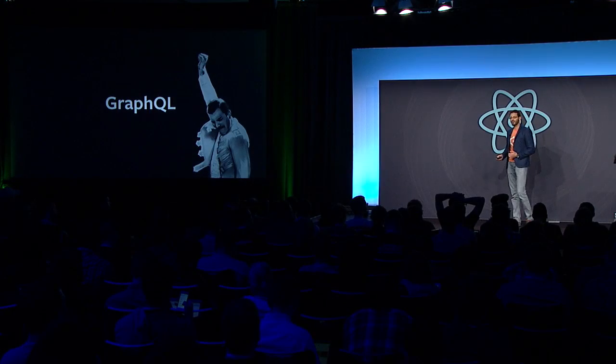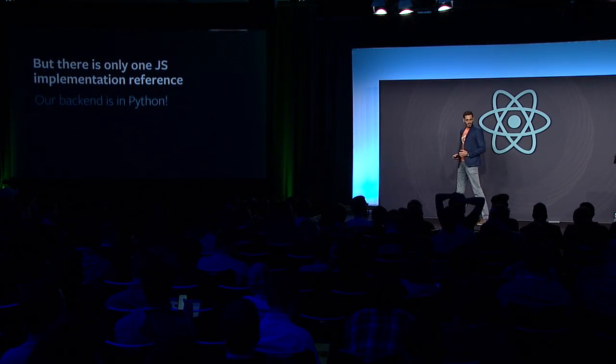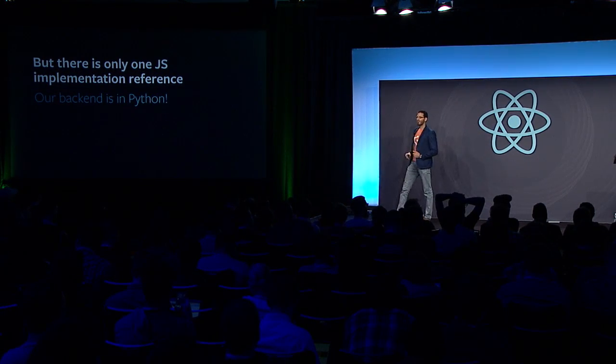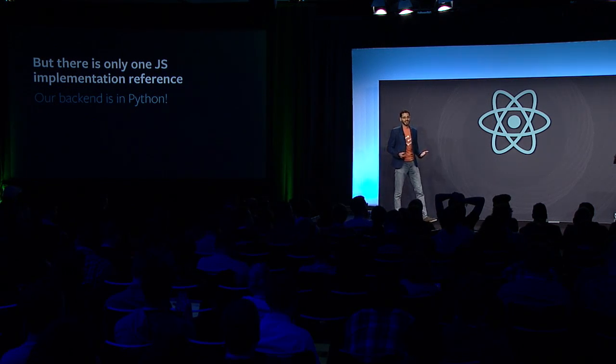So in the end, we chose GraphQL as probably the best path to take for us. But we had one problem. There was only one JavaScript implementation. And our backend, as I told you before, was in Python. So what can we do here?